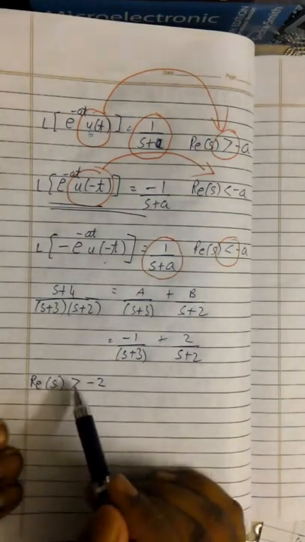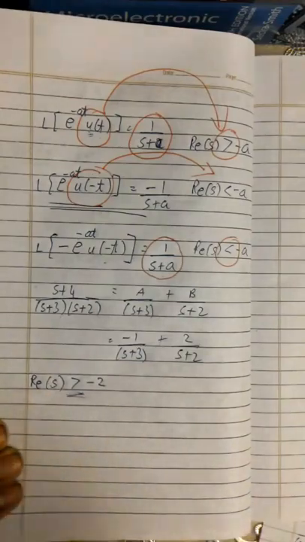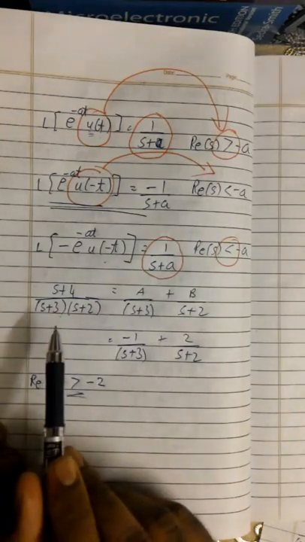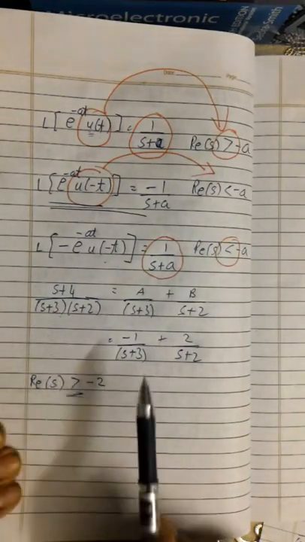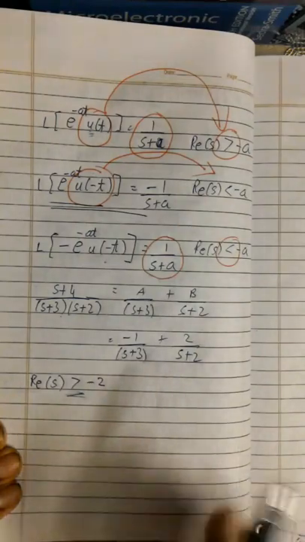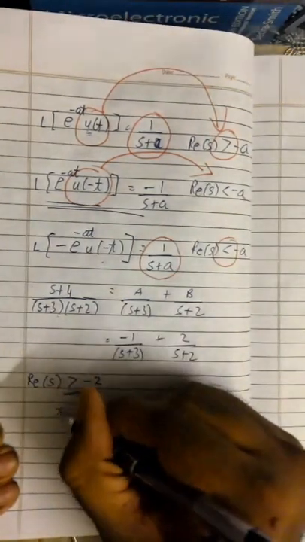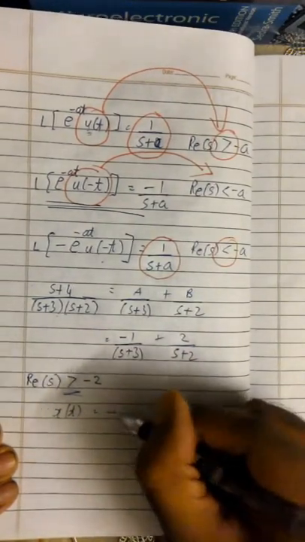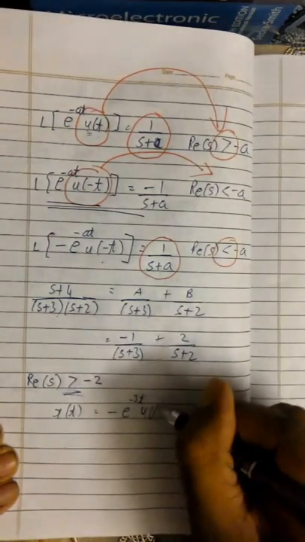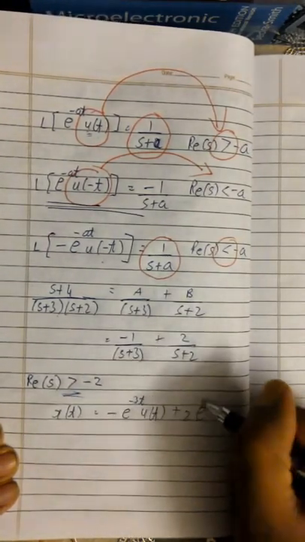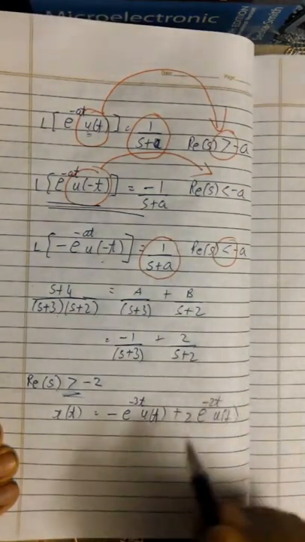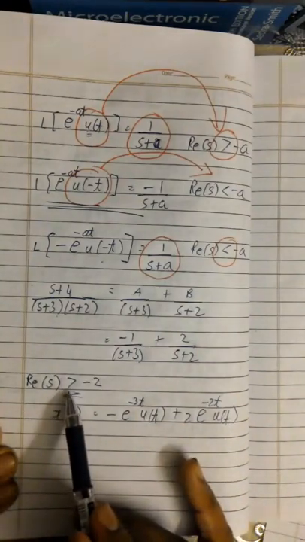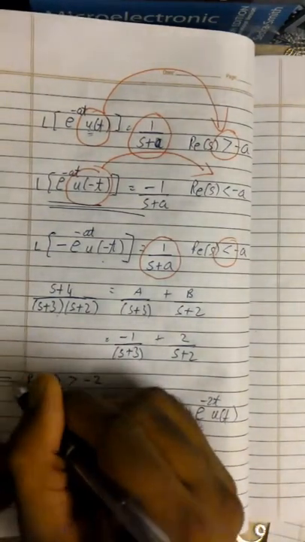If you see that it is greater than -2, then immediately you should understand that this question is a right-sided signal. Right-sided signal means every transform that you are going to find here will be multiplied with u of t. That's all. Which means x of t is nothing but minus e raised to minus 3t u of t plus 2 into e raised to minus 2t u of t. See, why is it u of t? Because this is a right-sided signal. Okay, this is one way they can ask the question.